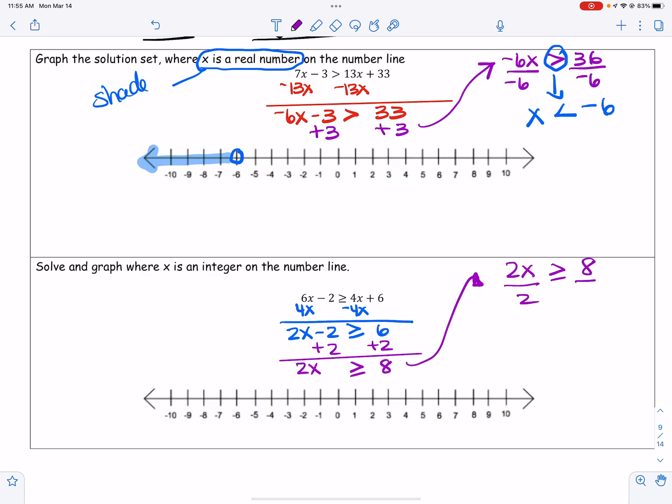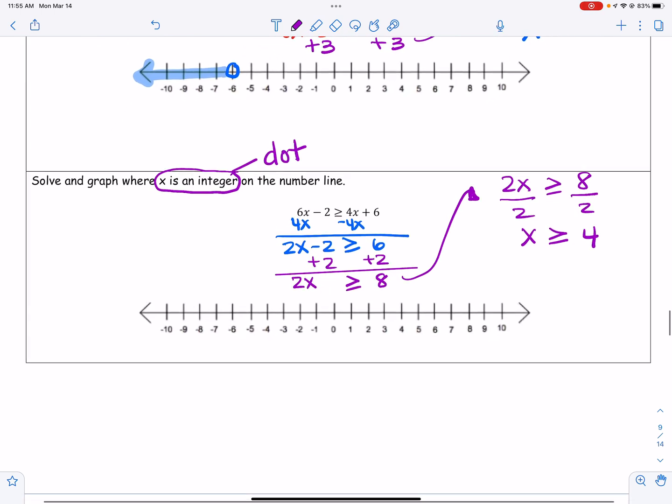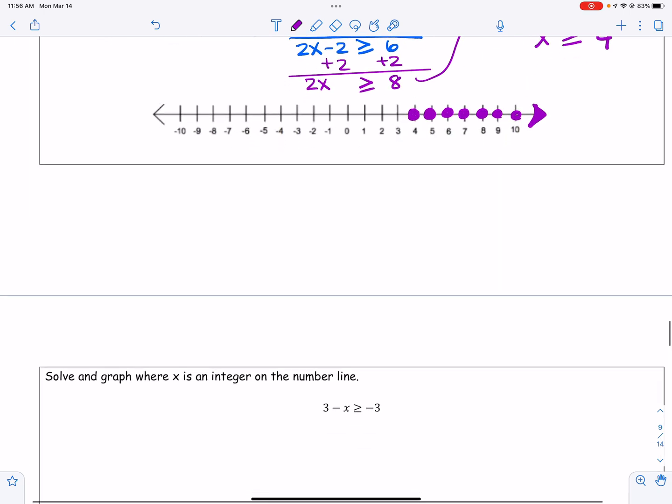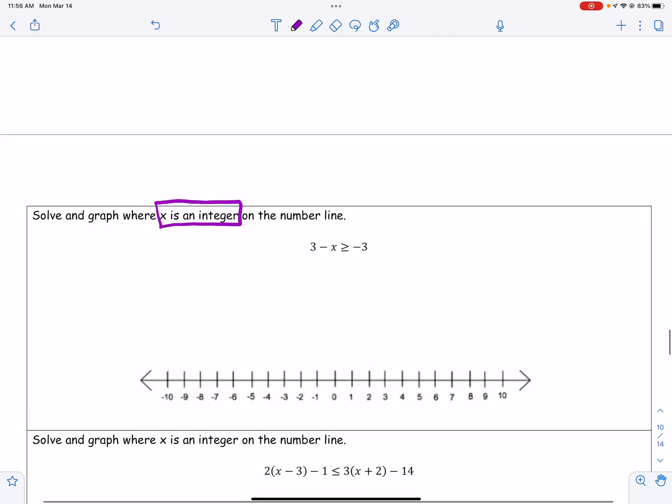And I divide by 2, and x is greater than or equal to 4. And then I look over here. X is an integer, so that means I'm going to dot, and I'm going to include the number 4, and there will be a dot on every number after 4. Okay, x is an integer, means I'm going to dot.